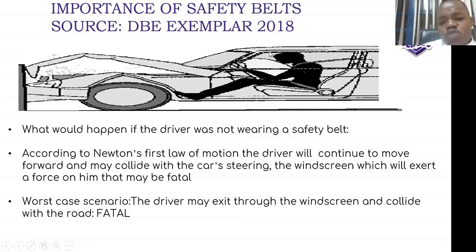What you should actually be seeing on this particular picture is that there is a driver in there and the driver was moving forward and there we have a wall and this driver crashes into the wall. Hence we ask ourselves, what would then happen if this driver was not wearing a safety belt? And we explain there, if this driver was not wearing a safety belt, remember, when you start to crash into this particular wall, now you are involved in an accident.